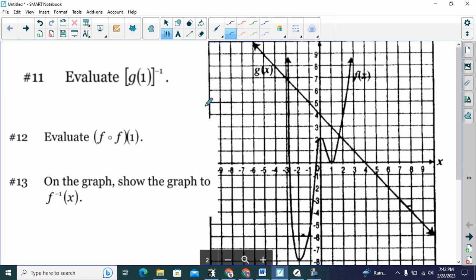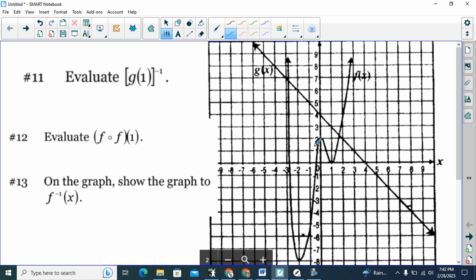Question number 11 asks us to take g of 1 and raise it to the negative first power. Notice this is not asking for g inverse of 1. G inverse of 1 would be written like this, with the negative 1 written here. This is g of 1, start with that, and then raise to the negative first power.